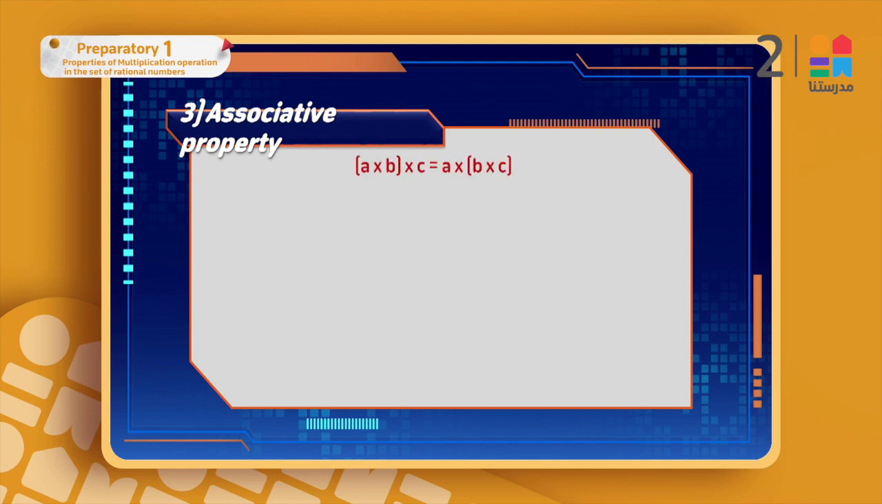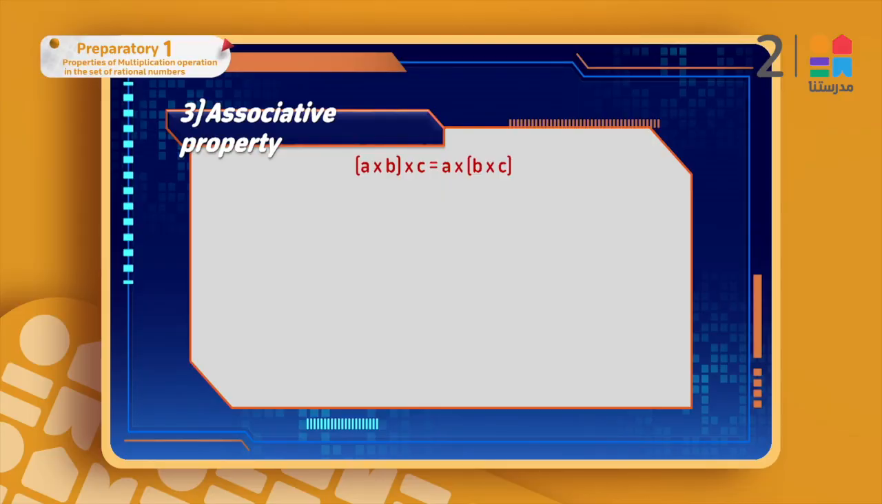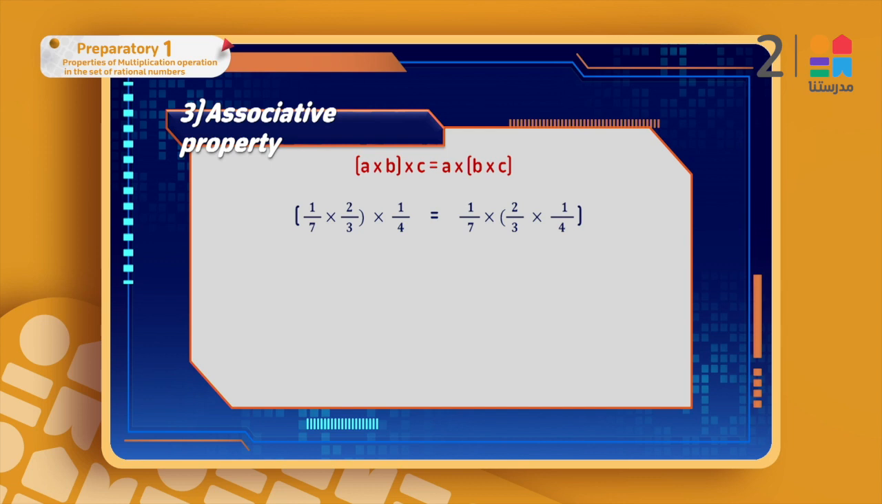Number 3, associative property. In associative property, we have three numbers, A, B, C. A times B, here we have brackets, then times C. We will take the first two numbers or take the last two numbers. Here, A times B first, get the product and multiply it by C. Or multiply B and C first, then get the product and multiply it by A. For example, we have 1 over 7 times 2 over 3 times 1 over 4. We have the same numbers, but what is the difference between them?